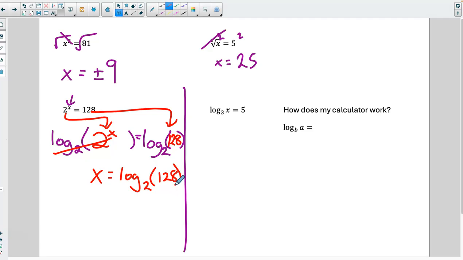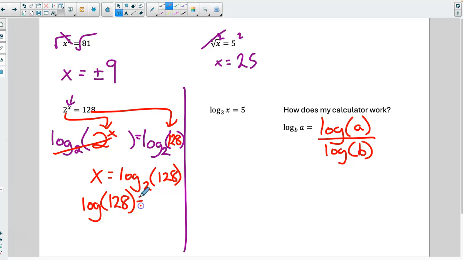I can type that in my calculator. This is how it works. Over here, I get log of a divided by log b. This is called the change of base formula. Your calculator is base 10 for the logs. Our base here is 2, so we can't just do that. So to type it in, I type it in like this: log of 128 divided by log 2.